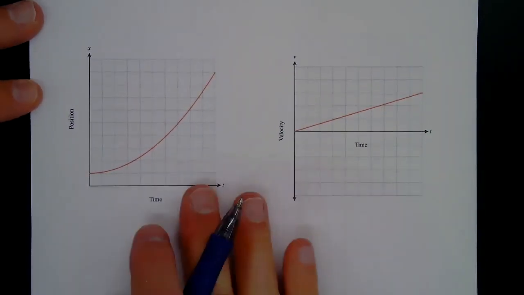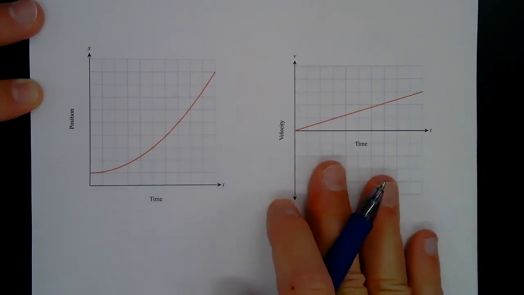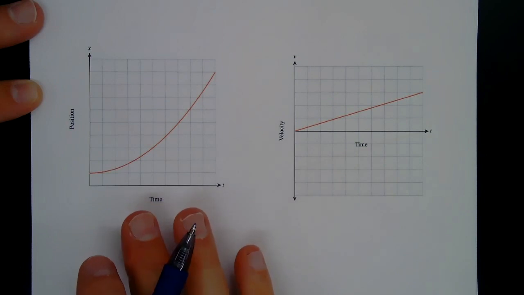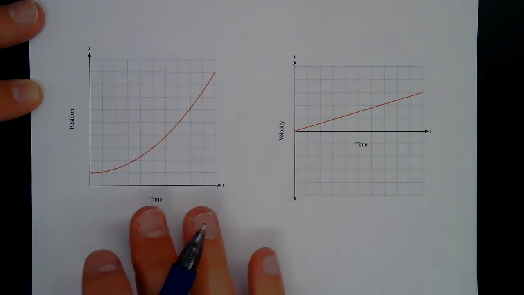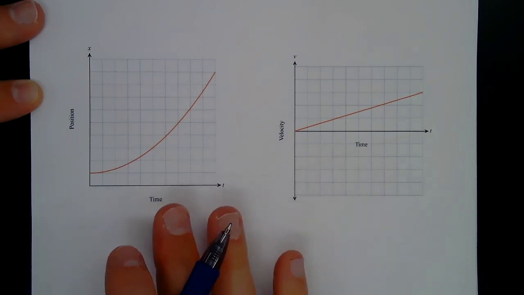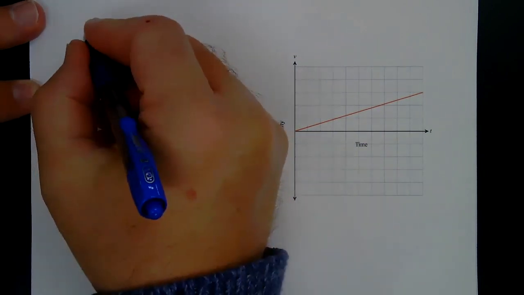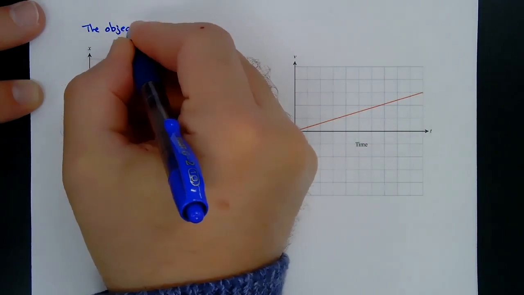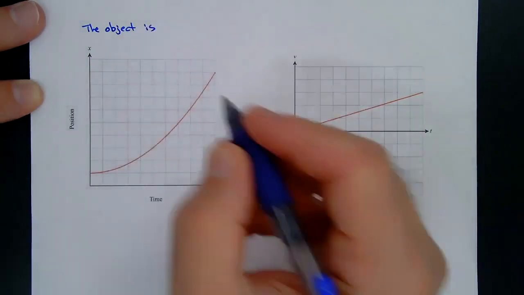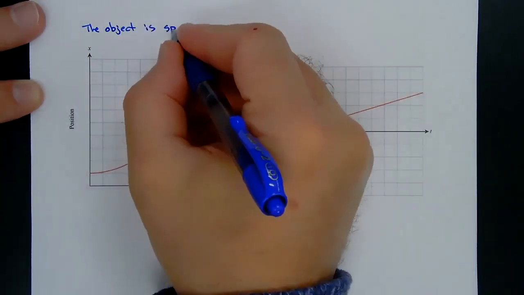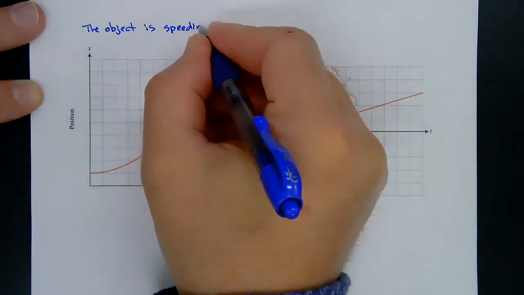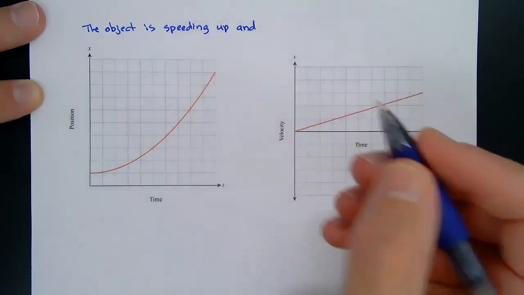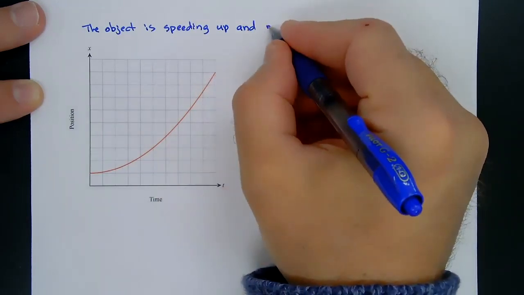So these two graphs, the position time graph and velocity time graph, they are both telling us that the object is speeding up and also moving in the positive direction, okay? So the object is speeding up and moving in the positive direction.